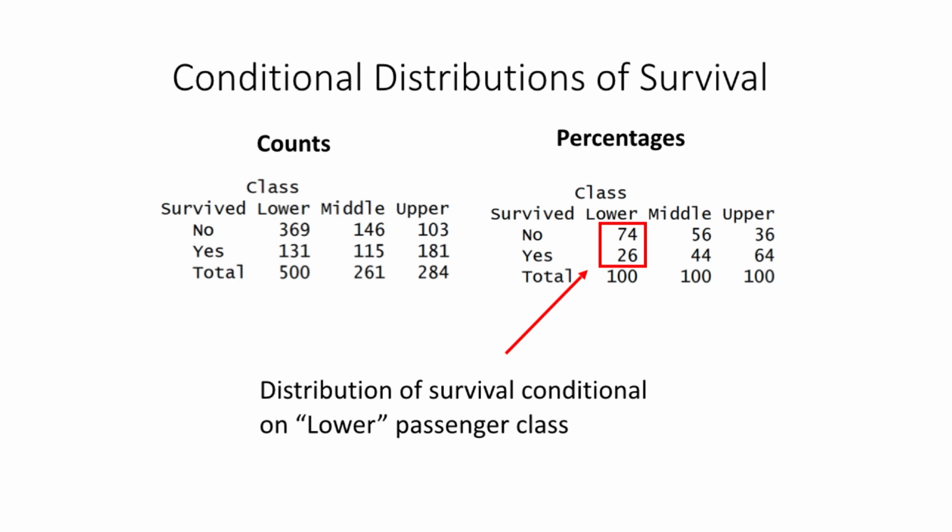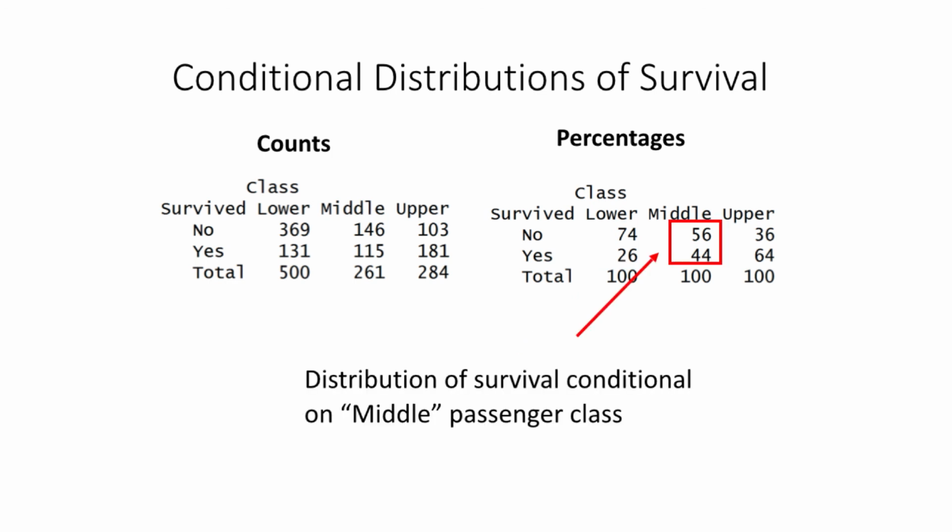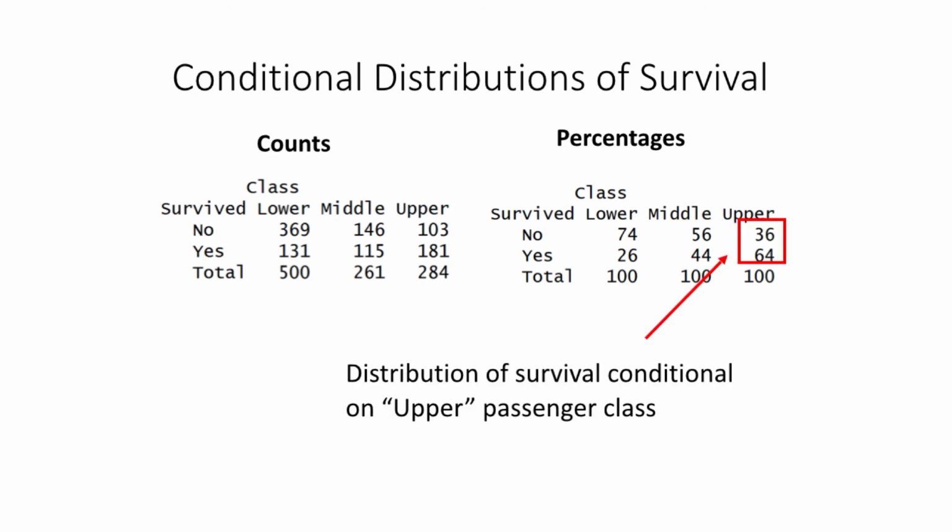When we condition on this particular passenger class, we have this distribution of surviving. And then we also have another conditional distribution of survival, and another. The whole point about these distributions is that it's another way to talk about a contingency table.